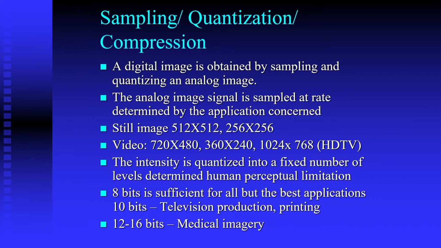For still images, 512 into 512 and 256 into 256 are some typical values. For video, 720 into 480, 1024 into 768, that is high definition TV, like this. And regarding the intensity resolution, 8 bits is sufficient for most, but the best applications need 10 bits: television, production, printing. And for medical imaging, generally we consider 12 to 16 bit images. One important application is medical imaging, so we need more bits, more intensity levels.